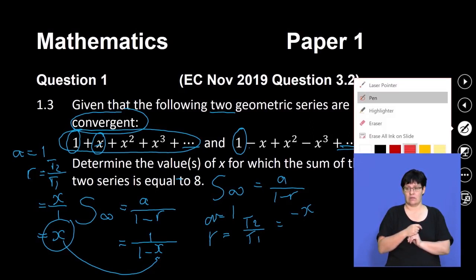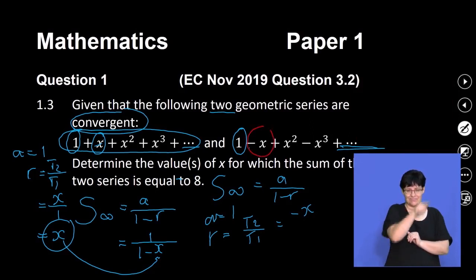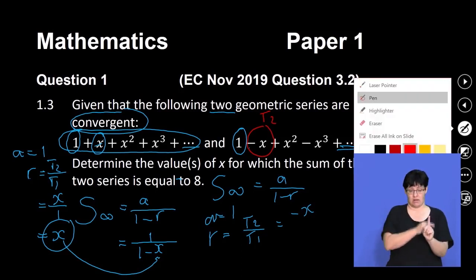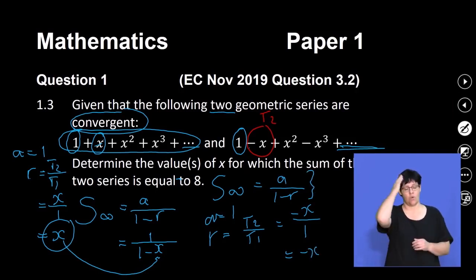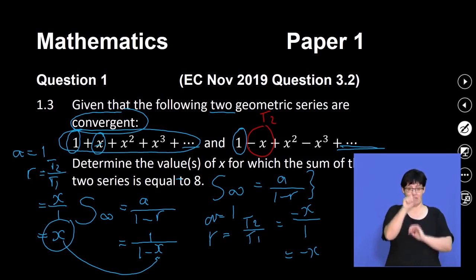Let's do a different color. This is term 2. The 1 is term 1. So we've got minus x over 1, which is negative x. So we know that our common ratio for this is equal to negative x. Let's go to a new page to substitute that in.